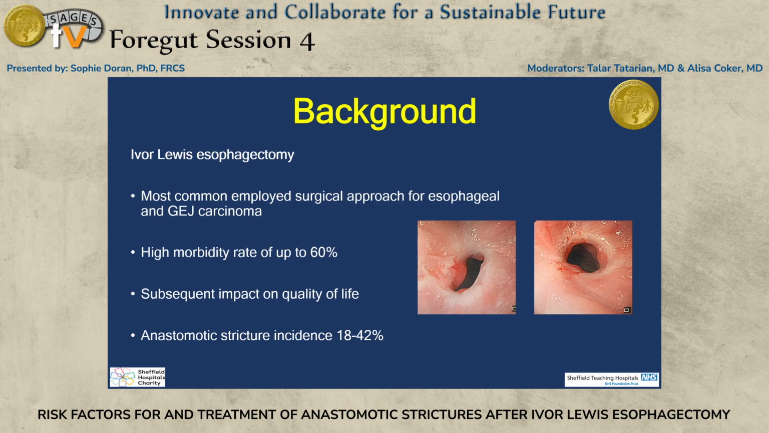There's a lot of emphasis in the literature and research on the major short-term complications of an esophagectomy, but I would argue there's a little bit less focus on the risk factors that impact quality of life, such as anastomotic strictures, which are common and have quite a variable incidence reported in the literature between 18 and 42%.